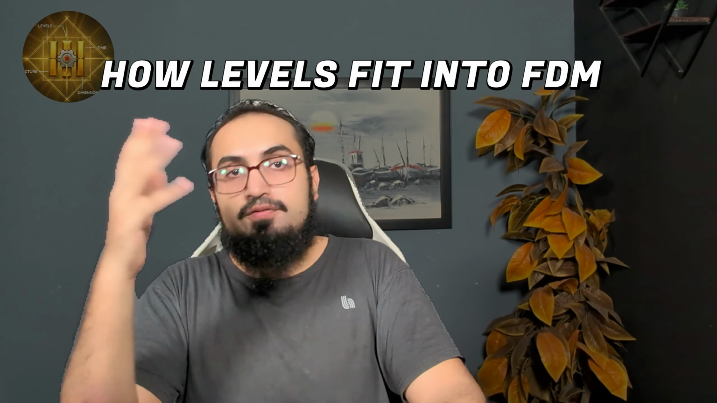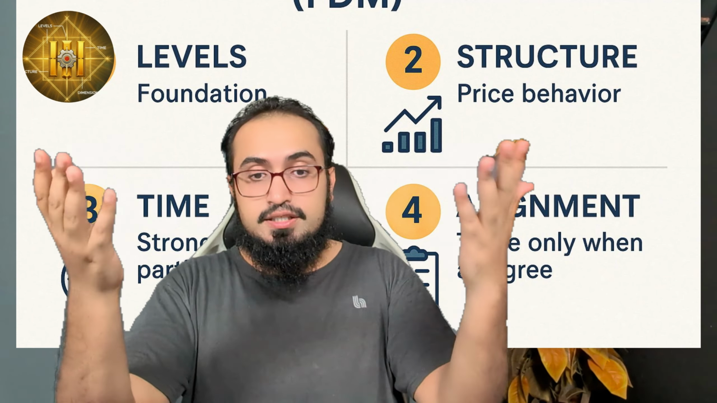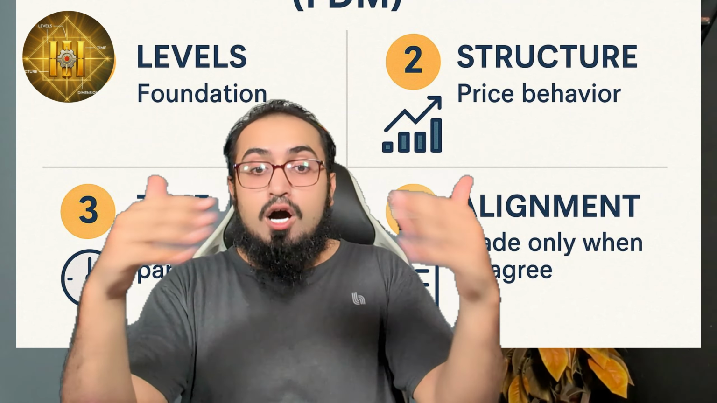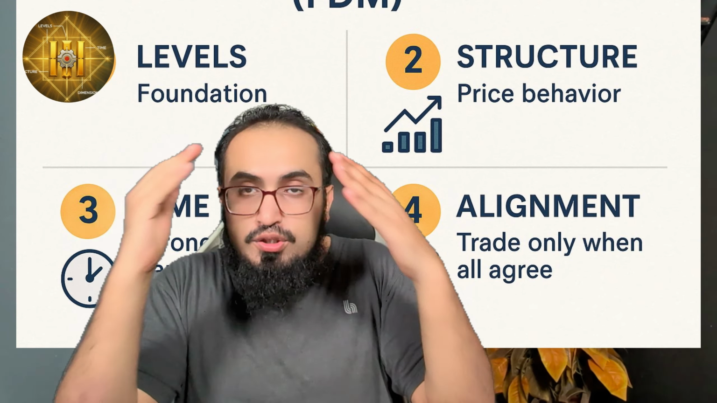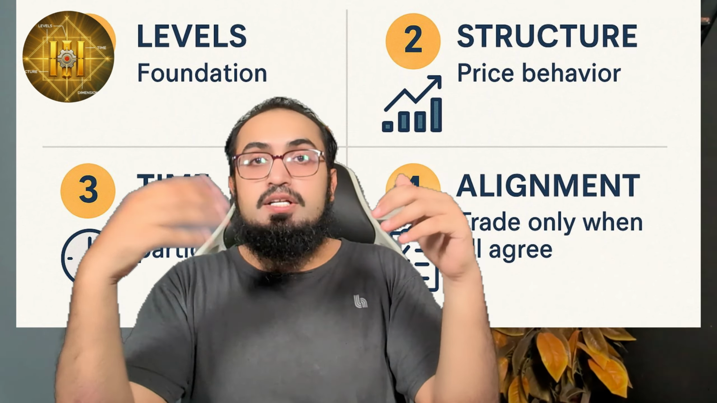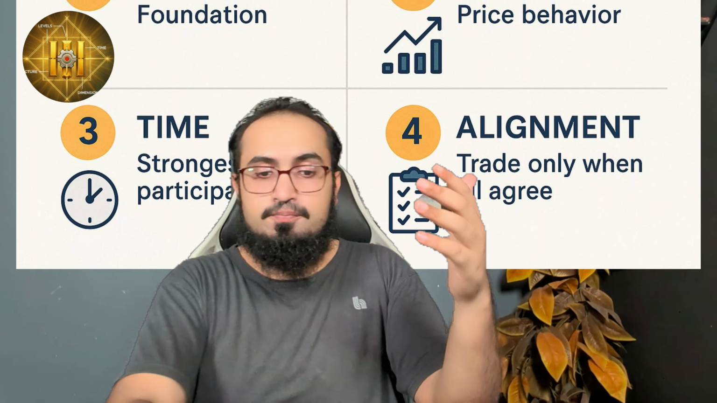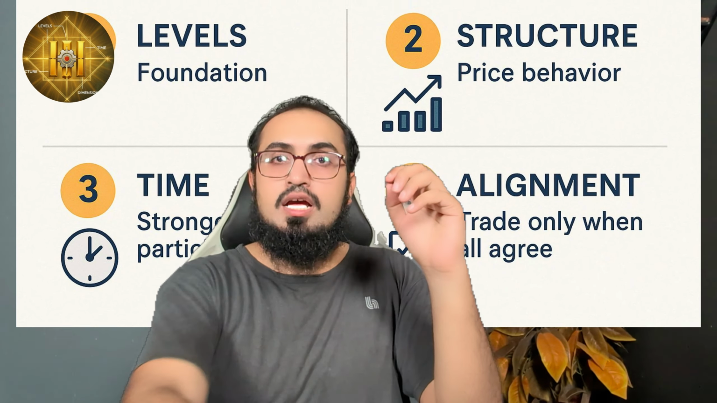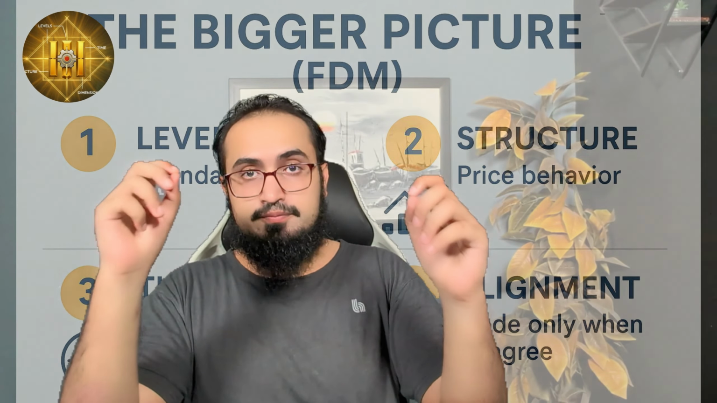How levels fit into FDM. Now here's how levels fit into our complete 4-dimensional framework. As you know, the first dimension is levels. This is where the battle occurs, the foundation of everything. The second dimension, structure. This is how price behaves when it reaches those levels. We've reached a level. Now what we want to see is how price is behaving at that given level. Dimension number 3, time. This tells us when the participation is the strongest. Now the fourth dimension, dimensional alignment. This is when we trade because all dimensions agree.